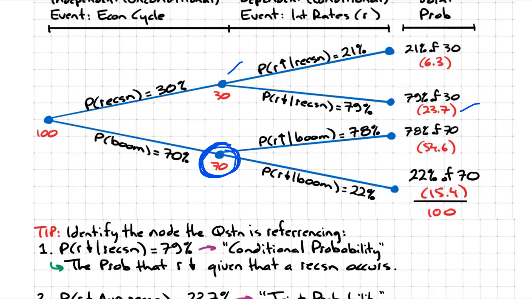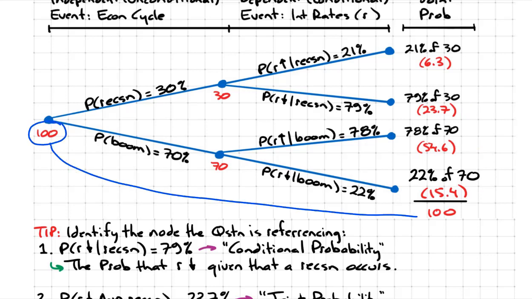So of the 70, 78% would experience a rate hike. So by the time you get here, both events have occurred. In other words, there's been a boom and interest rates have increased. So this would be a joint probability. And then when you get here, of course, a boom has happened and interest rates have decreased. And that works out to 15.4% joint probability of boom and rate decrease. Now, the beauty with using this framework, ladies and gentlemen, is the following. The initial 100 units you started off with are fully accounted for. And that's exactly what you want.